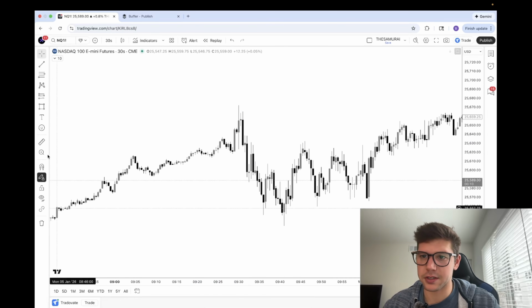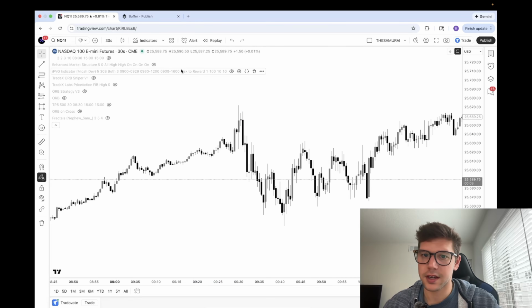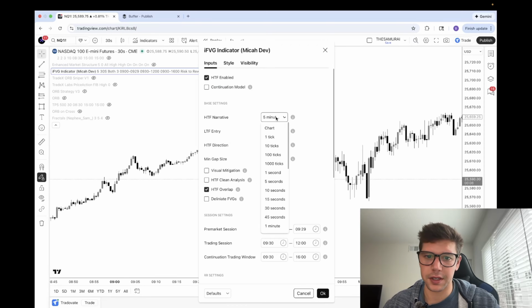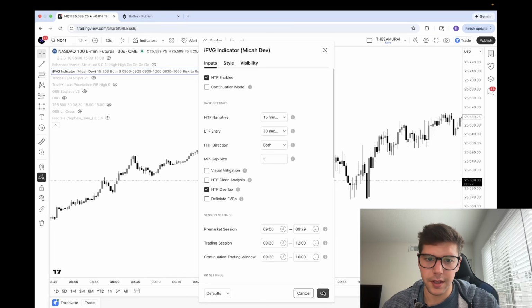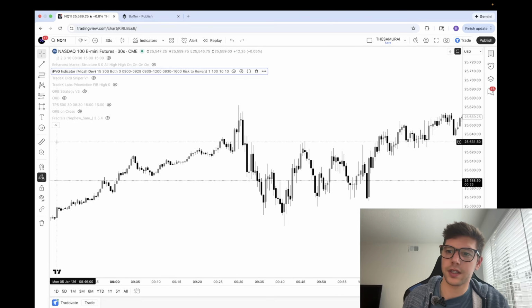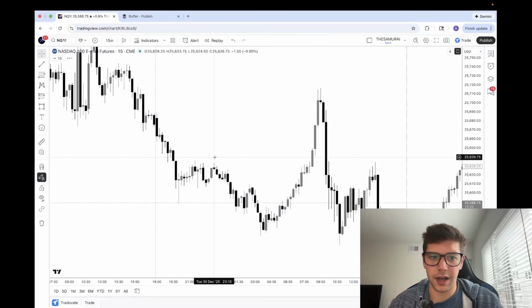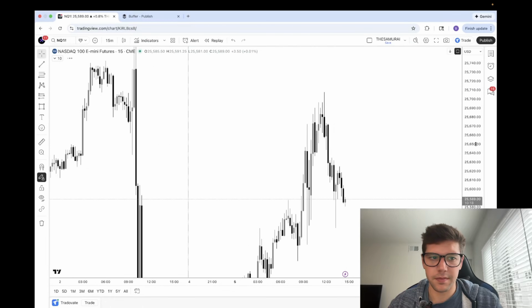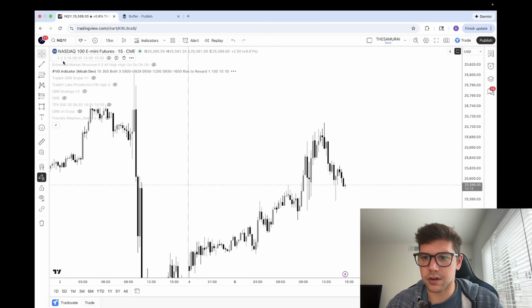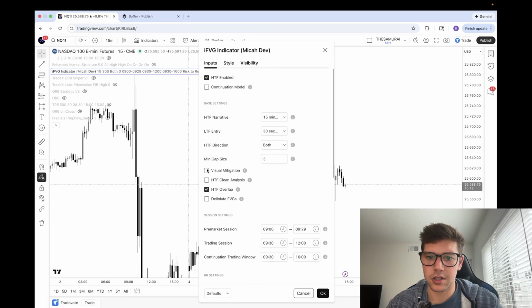Let me just show you guys, I do have an ICT indicator for this. I'll pull this up very quickly. I'll get this high time frame narrative on the 15-minute, right? And then what you're going to see here shortly is that 15-minute fair value gap. Because it's already mitigated it, I need to show the visual mitigation.